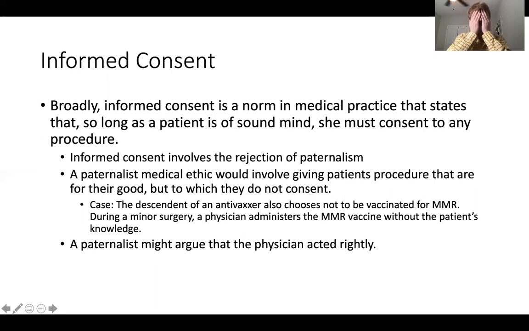So what is informed consent? Informed consent is very broadly a norm in medical practice that states that so long as a patient is of sound mind, she must consent to any procedure that occurs. So a patient needs to know the risks, needs to know the potential outcomes of a procedure or of a selection of procedures, and she has to be the one to make those decisions herself.